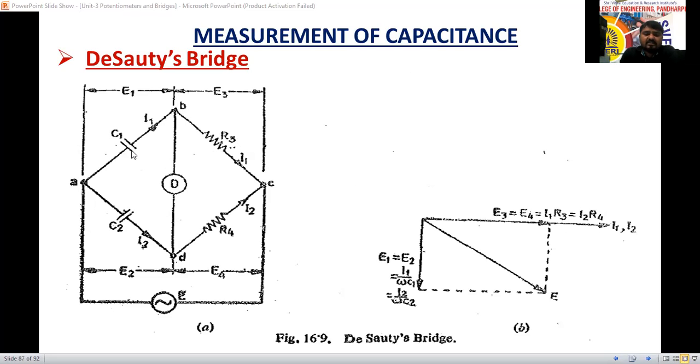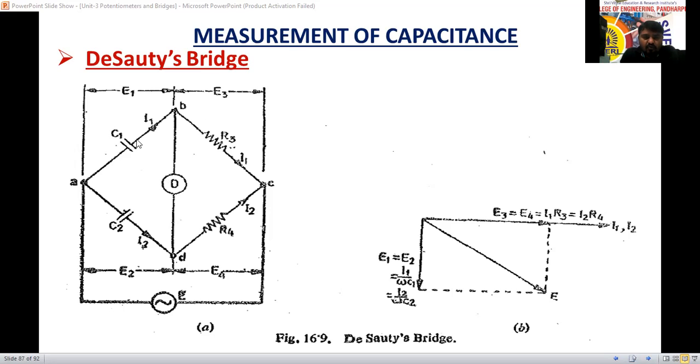They have connected capacitor C1 and capacitor C2 here. Based on that, the capacitors C1 and C2 and resistances R3 and R4 are connected in the form of a bridge. Between C1 and R3, and between C2 and R4, we have connected one detector, which we call the sensitive element. If the bridge is unbalanced, it is going to detect some voltage or current. At balanced condition, the current flowing through this detector will be zero. On that condition, we have to measure the unknown value of capacitance.